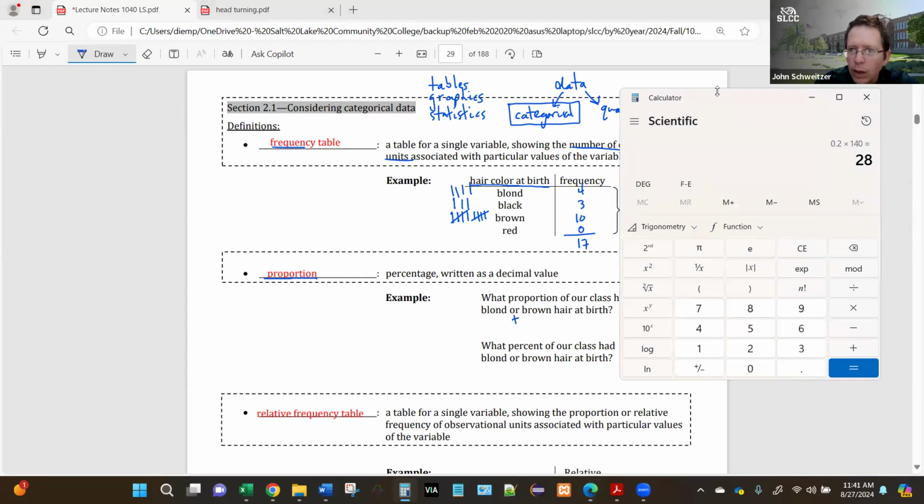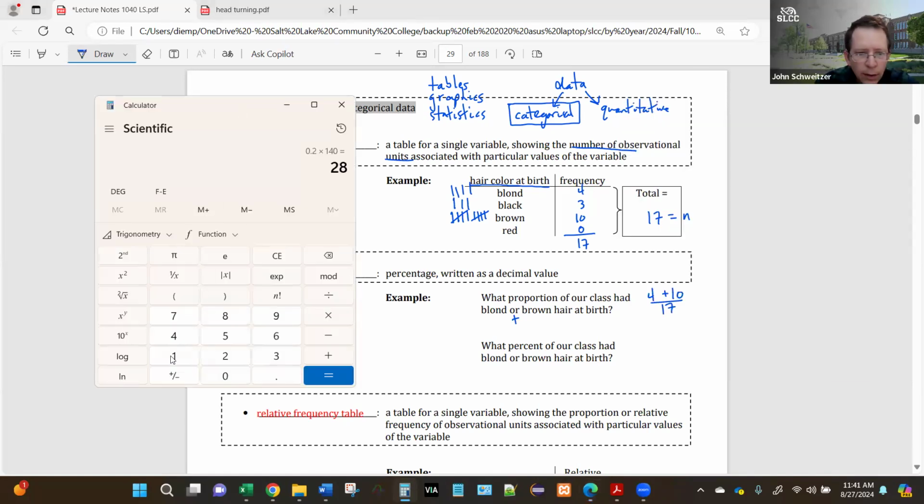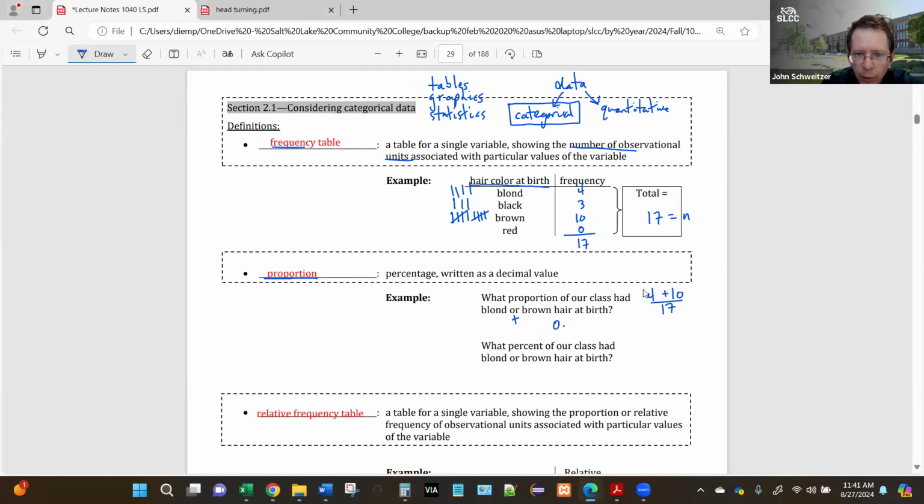So that'll be 14 divided by 17. So a strong majority had blonde or brown at birth. So let's see, what was that?